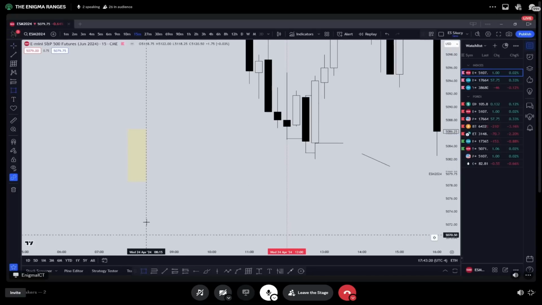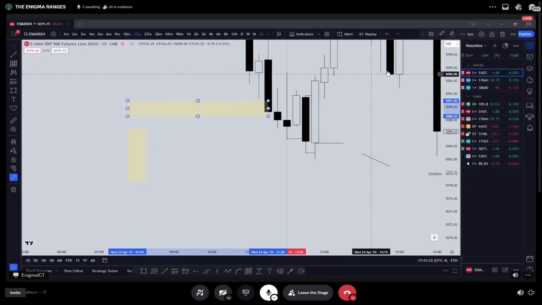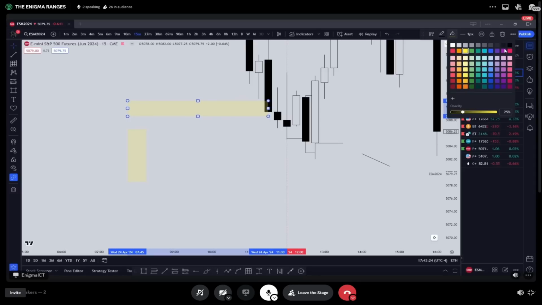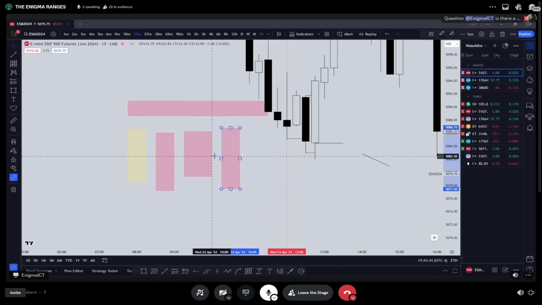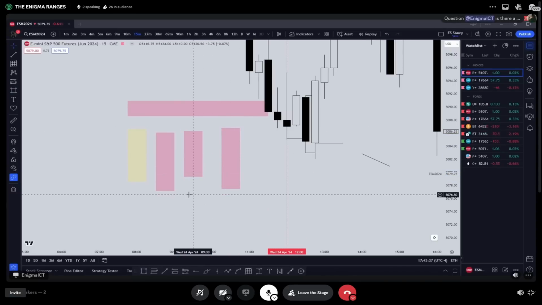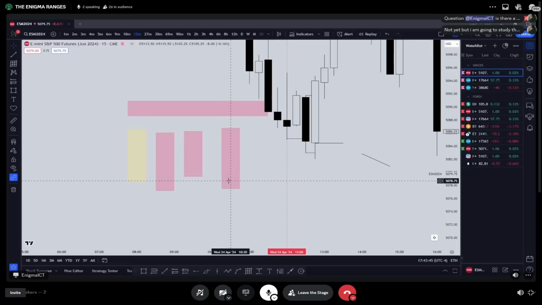Let's say this is the hourly, and this is the first 15. This is the second. This is the third. This is the fourth. Most likely, the SMR is here or here. It could happen here, and it for sure can happen here as well.